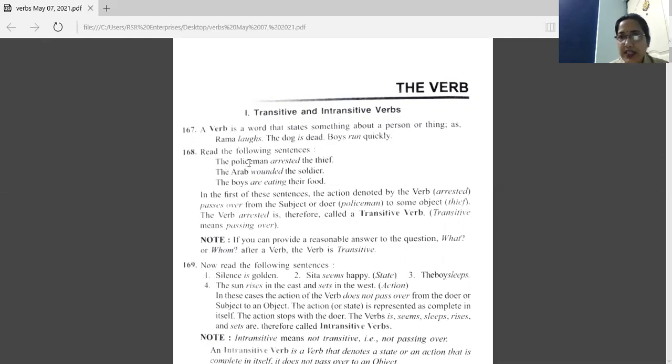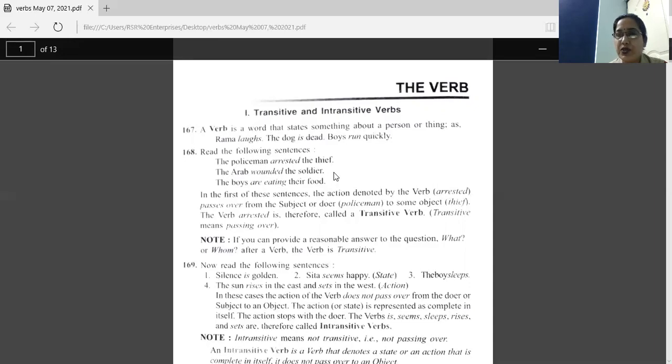So this action is done by this subject: the policeman is the subject, arrested is the verb, the thief is the object. The policeman is doing this action and this action is passing over to this object, the thief. So from the subject to the verb and from the verb to the object. Therefore, this is known as a transitive verb. Transitive verb means passing over.